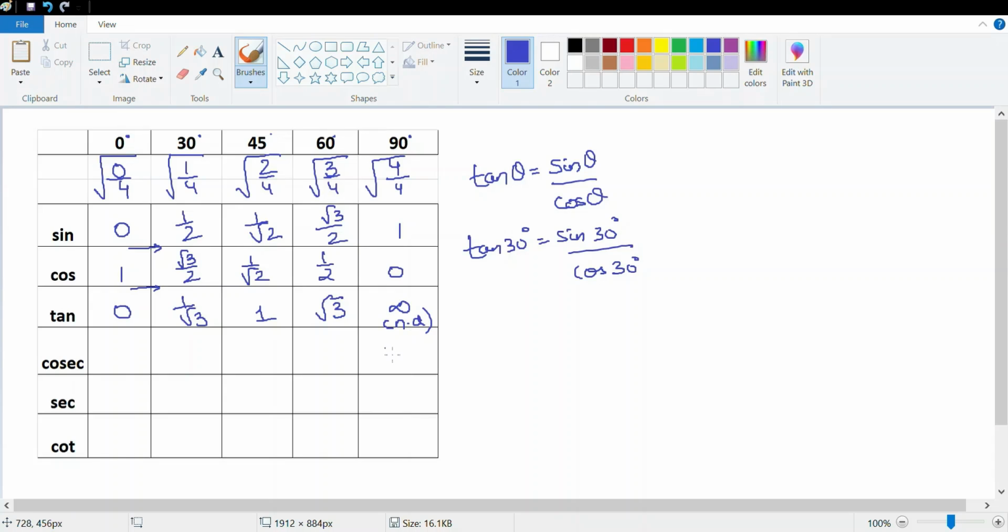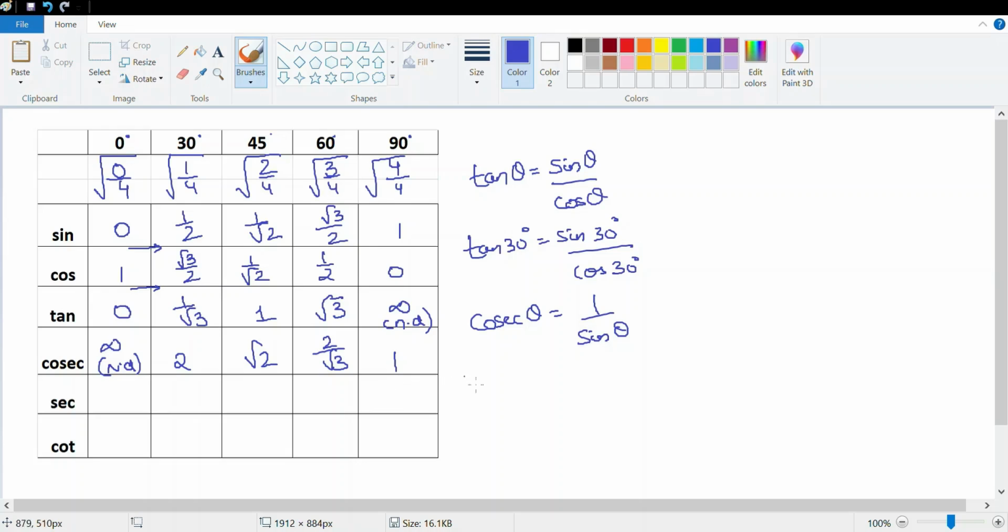Next, if you want to get into cosec, cosec theta is equal to 1 upon sine theta. So we are taking the reciprocal of sine. So the reciprocal of 0 would be not defined, which is infinite. Next, the reciprocal of 1 by 2 is 2. This would be root 2. This would be 2 upon root 3. And the last one, 1, would be 1.